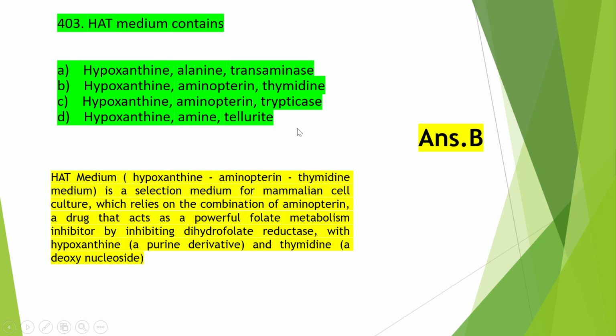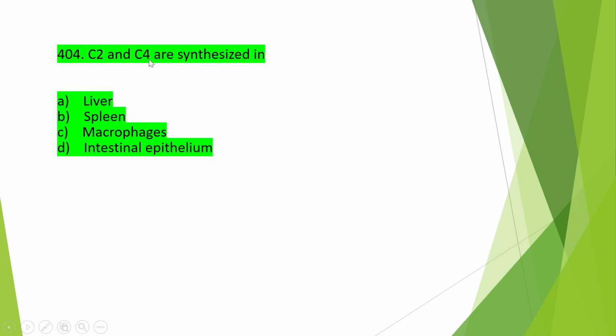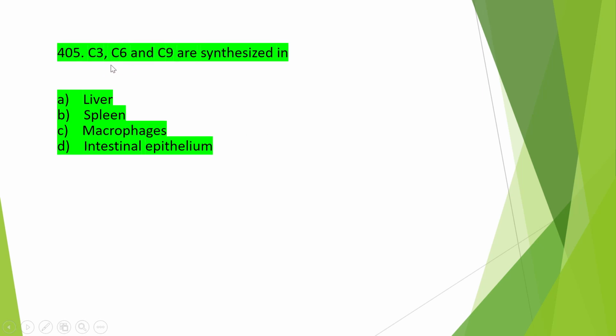Moving on to the next question: C2 and C4, which are complement proteins, are synthesized in the liver, spleen, macrophages or intestinal epithelium? The right answer is option C, that is macrophages. Next, C3, C6 and C9 are synthesized in the liver, spleen, macrophages or intestinal epithelium. The right answer is option A, that is the liver.